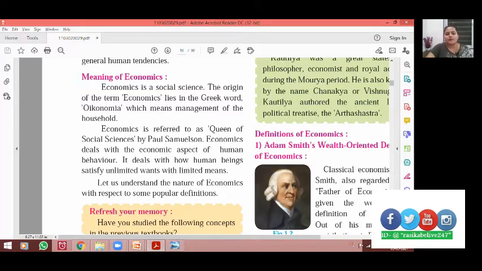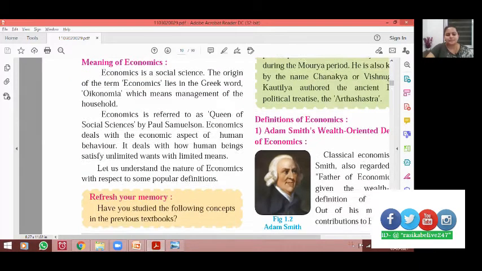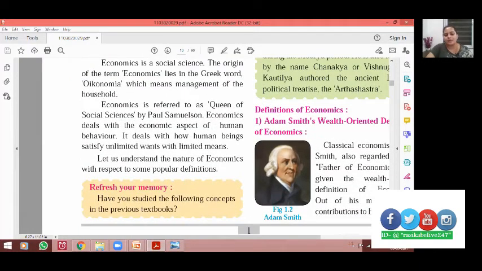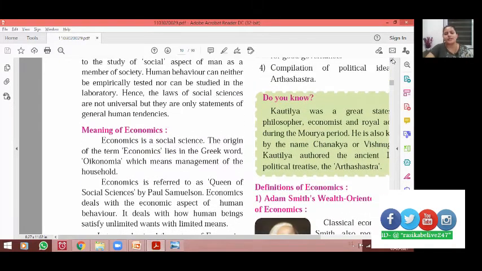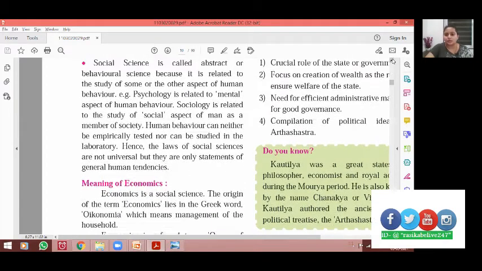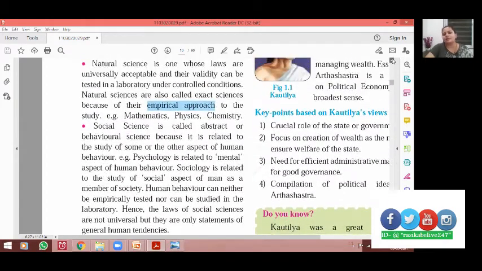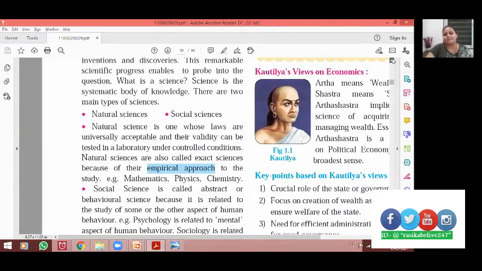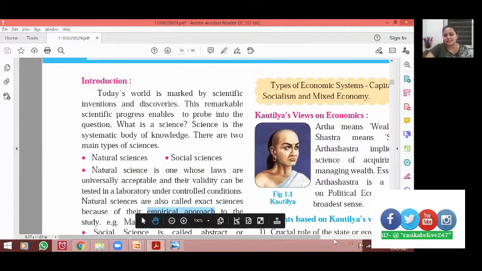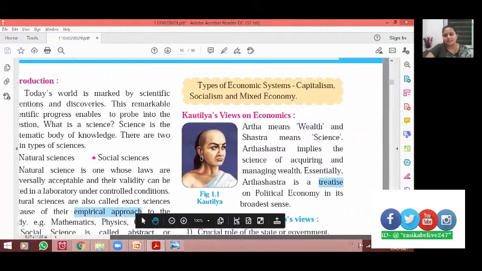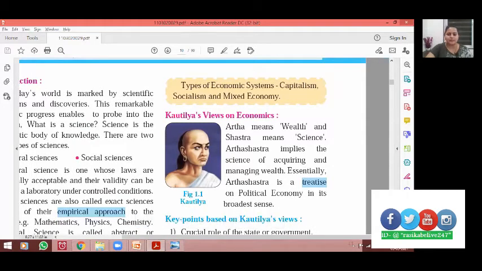So, we have also seen refresh your memory. Have you studied the following concepts in the previous textbook? Let's see which points they expect us to know. Types of economic system: capitalism, socialism, and mixed economy. I am damn sure that you have at least heard about it.